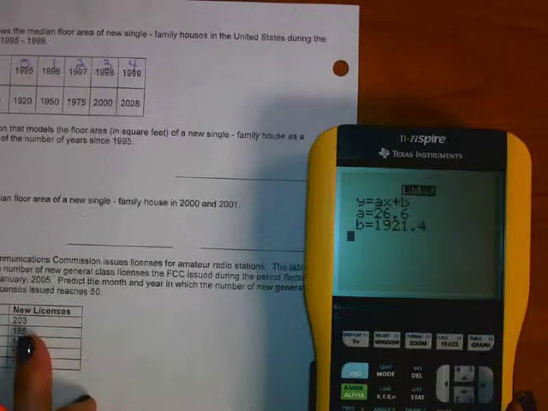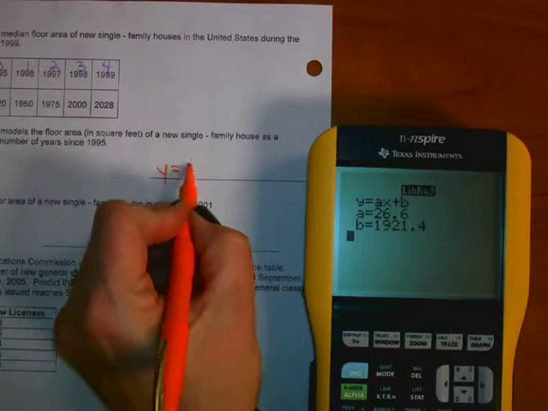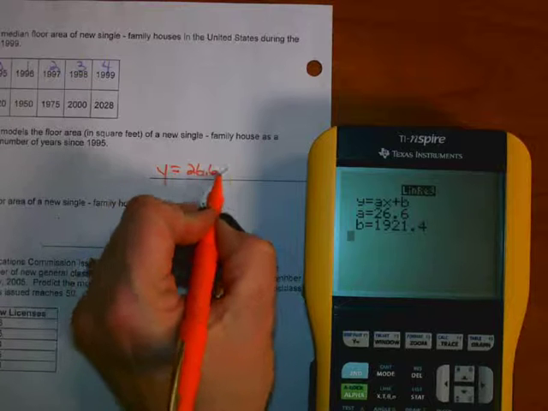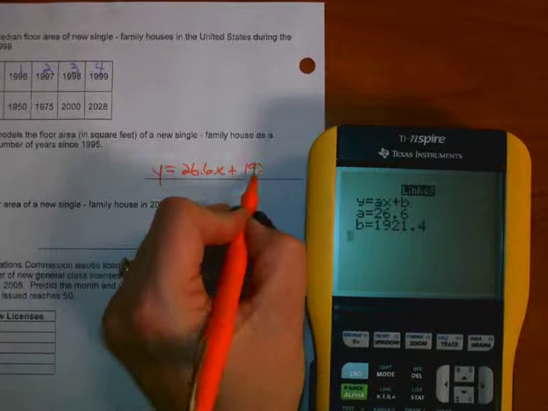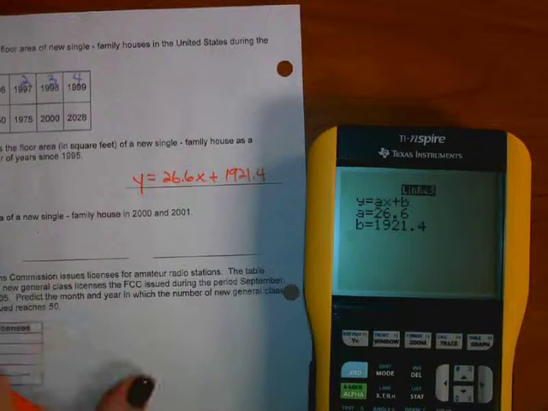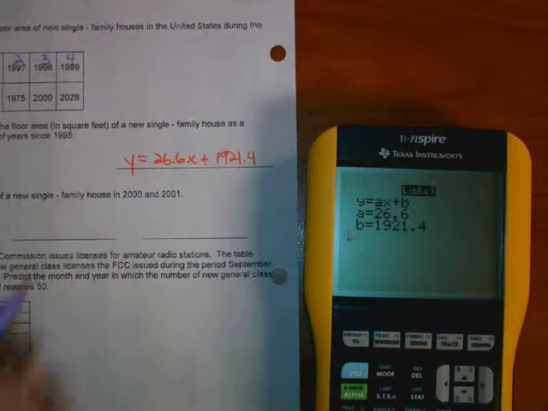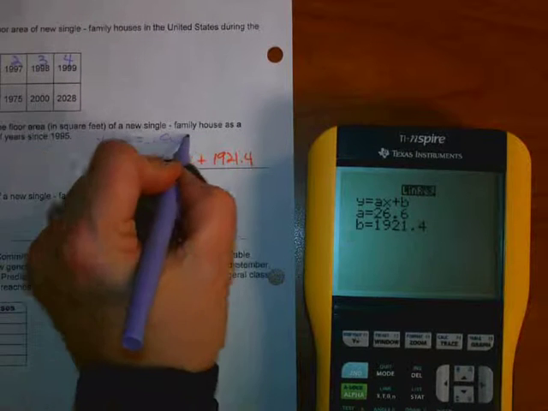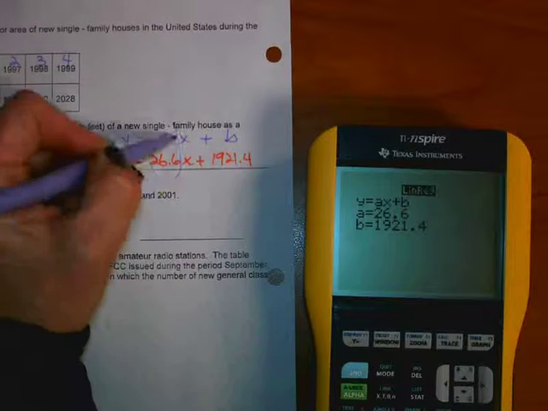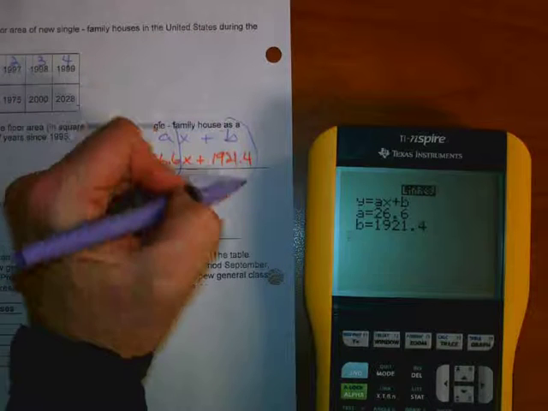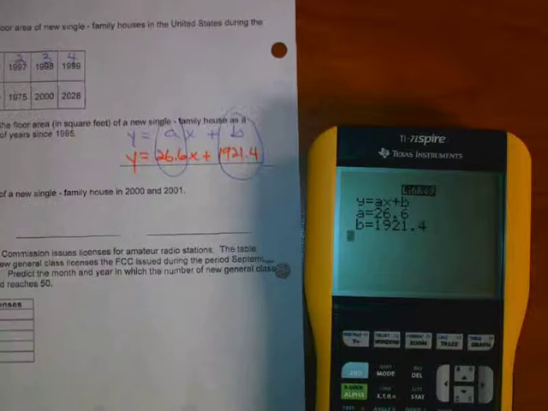So this is what you should have gotten. Y equals 26.6x plus 1921.4. Now I got that because it looks like this on my calculator. This is my slope and this is my y-intercept. Okay?